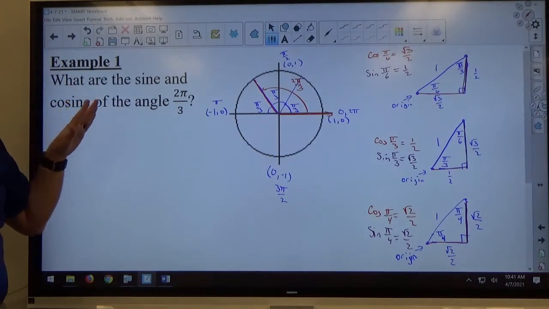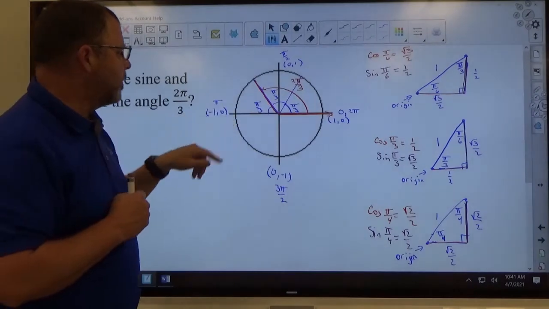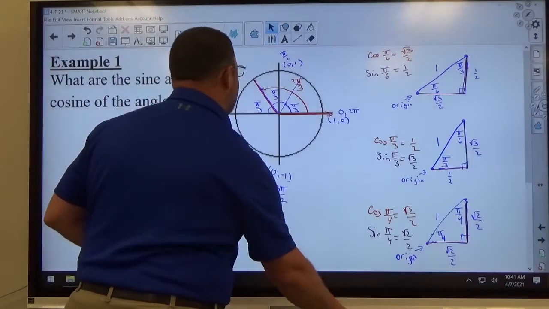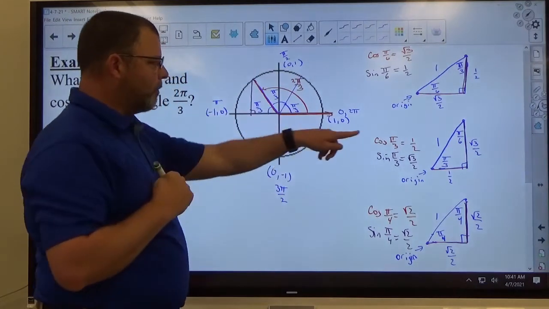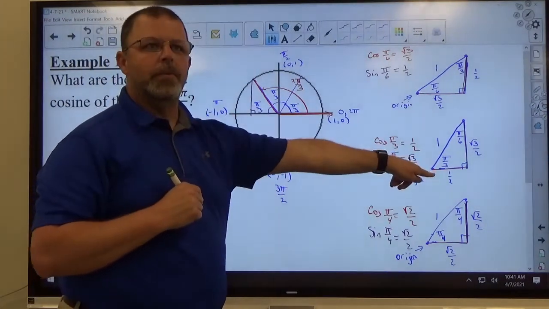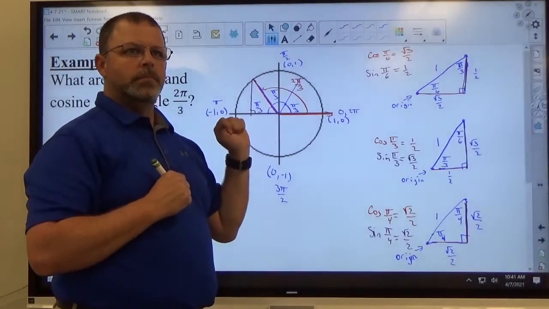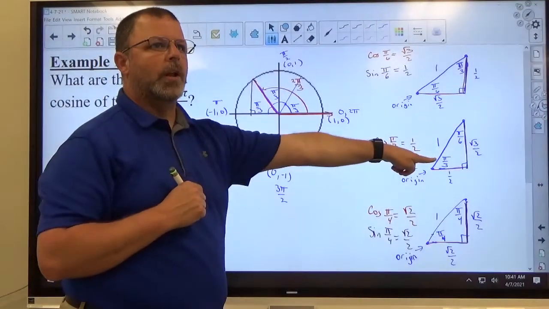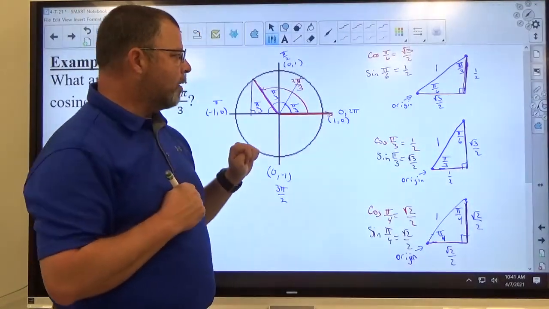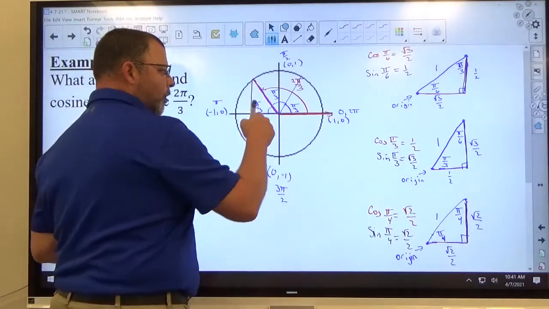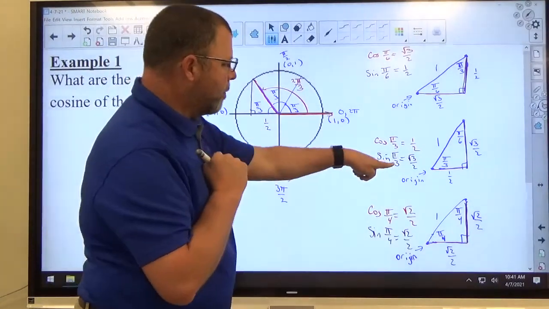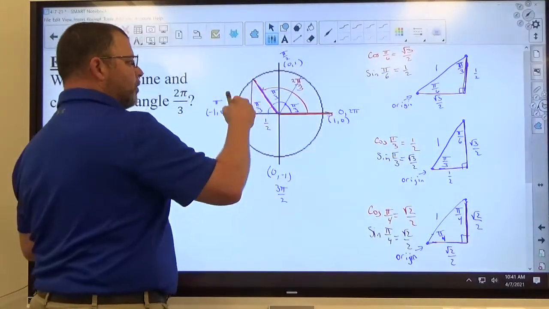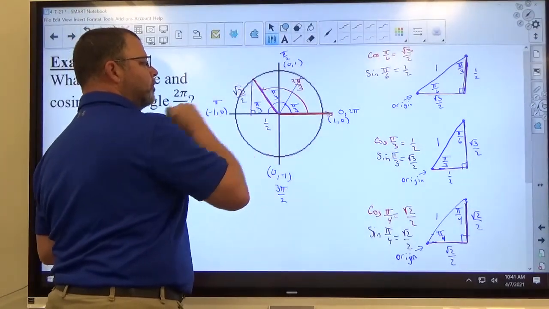Now, by putting all the pi over 3's in there, notice if I were to draw this line straight down here like so, I'm looking at the reference triangle where the origin angle is pi over 3. This is the reference triangle I'm using. Cosine of pi over 3 is 1/2, so the length of this piece here is 1/2. The sine of pi over 3 is the square root of 3 over 2. The length of this piece is the square root of 3 over 2.